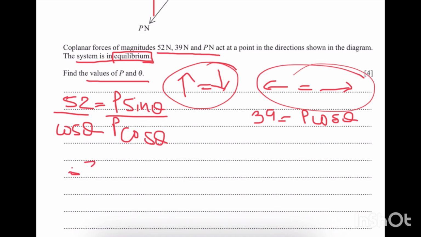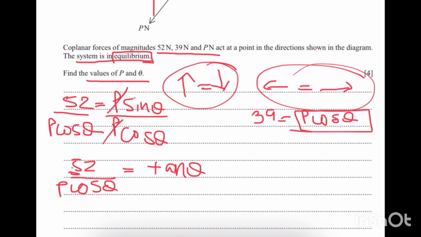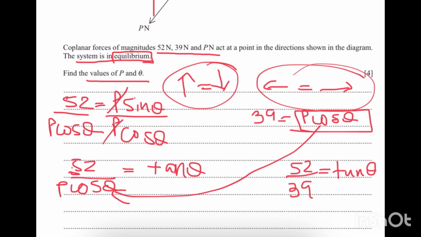52 over p cos theta must be equal to tan theta, since the p's cancel out and sin theta over cos theta remains tan theta. Now if you look closely, we have the value of p cos theta. So we can insert that value over here in the denominator. That means 52 over 39 is equal to tan theta, making theta equal to 53.13 degrees.